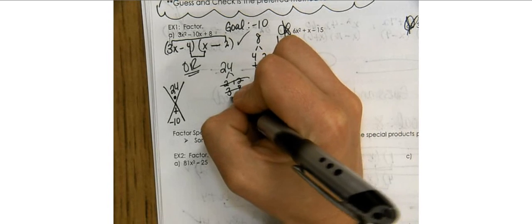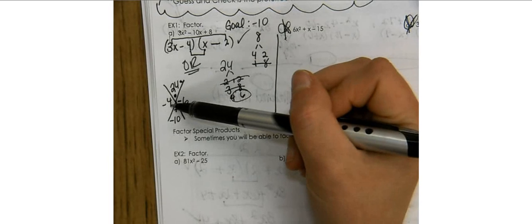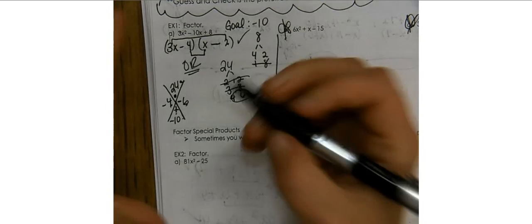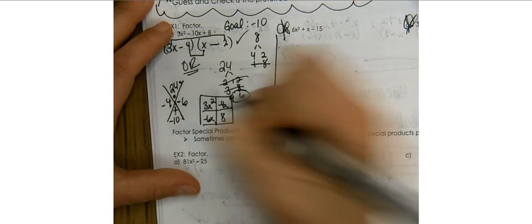Maybe 4 and 6. Well, 4 plus 6 is 10, and negative 4 plus negative 6 is negative 10, and negative 4 times negative 6 equals positive 24. I think this is actually going to work. So I'm going to write negative 4 and negative 6. Negative 4 times negative 6 is positive 24, and negative 4 plus negative 6 is negative 10. Awesome. So now I'm going to write down my first term, which is 3x squared, and my last term, which is 8, and my middles are going to be negative 4x and negative 6x.